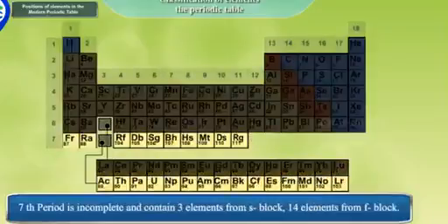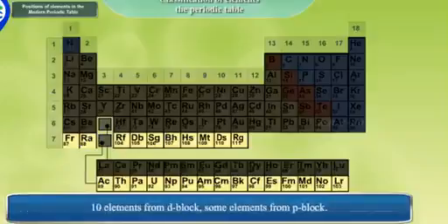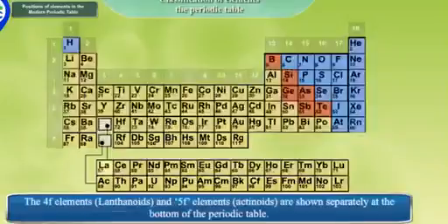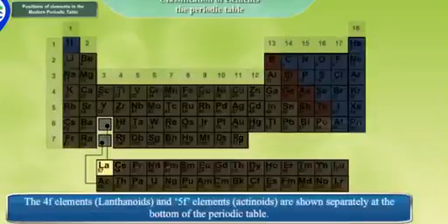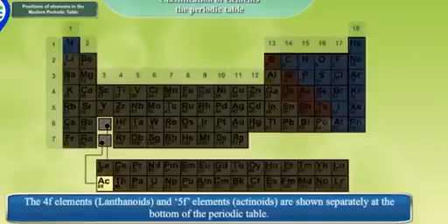The seventh period is incomplete and contains 3 elements from s block, 14 elements from f block, 10 elements from d block, and some elements from p block. The 4f elements, that is lanthanoids, and 5f elements, actinoids, are shown separately at the bottom of the periodic table.